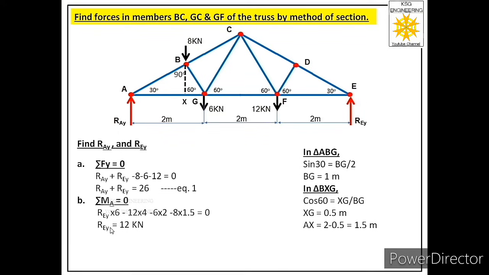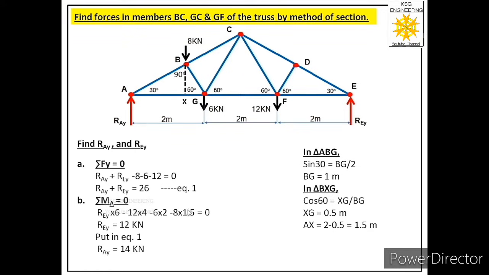Once we get value of REY, we can find value of RAY through equation 1. So we will put value of REY in equation 1 and we will get value of RAY as 14 kilonewtons. And this is also a positive value. That means the direction given in the question for RAY is correct.